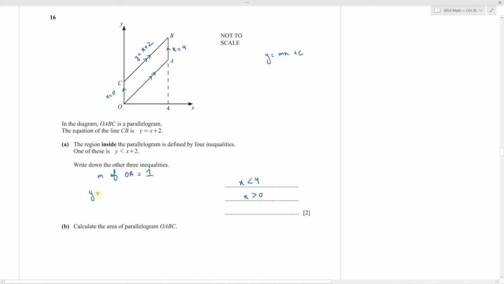So if I write the equation y equals mx plus c, and then substitute the values, I'll get the equation of line OA. I will have y equals m is 1, so this will become x plus c. The y-intercept is 0, so x plus 0, which gives me y equals x. So the equation of this line is y equals x, and since the inside of the parallelogram is above this line, my third inequality will be y is greater than x.